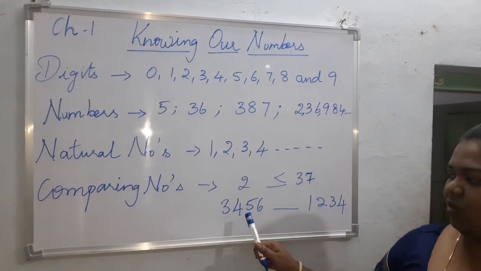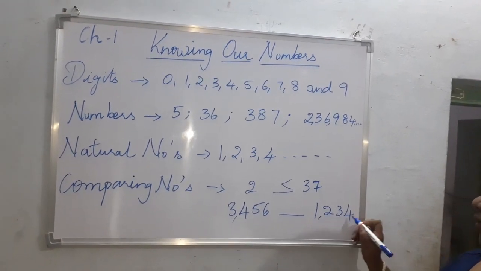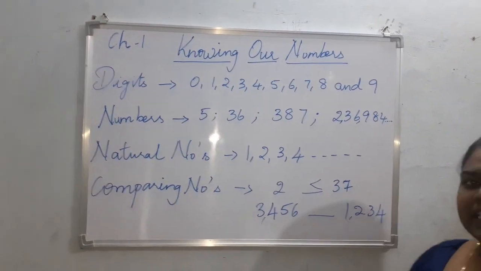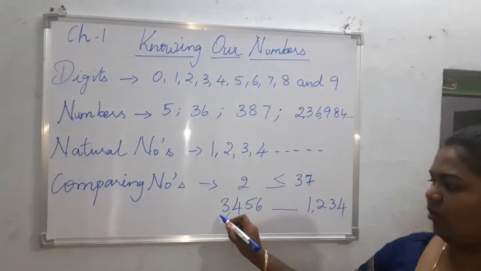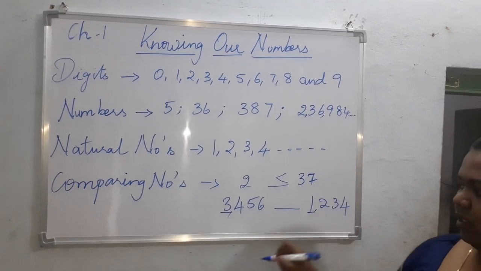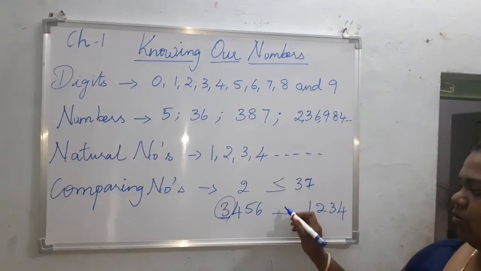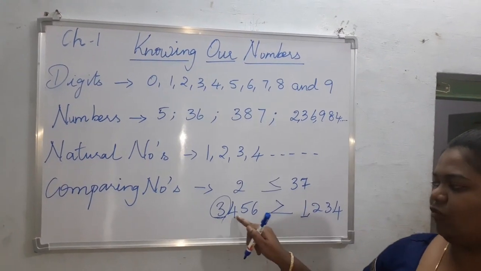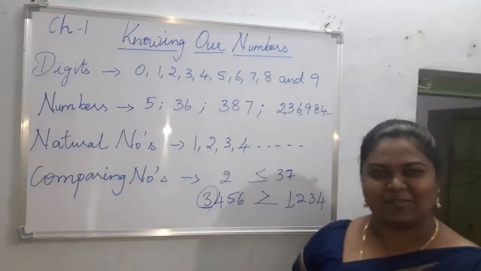Now here, 3456 and this is 1234. Both are having same number of digits. Now if you want to compare like this, you can follow, that is you can see the first digit. It is 3 and this is 1. So here obviously 3 is greater than 1. So this number, that is 3456, is greater than 1234.